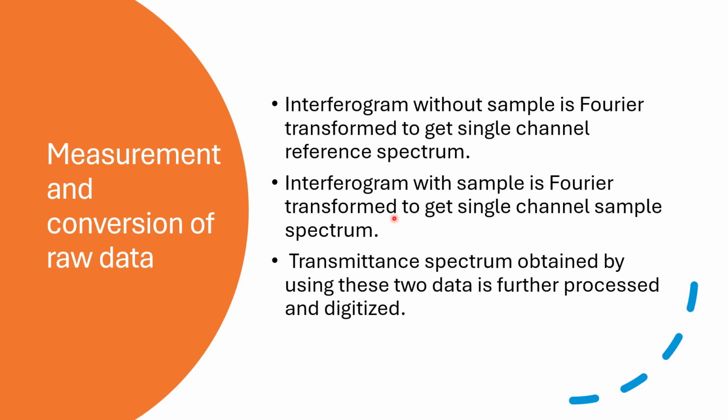The procedure is first to get an interferogram without the sample, and this is Fourier transformed to get a single channel reference spectrum. After that, the sample is placed in the sample compartment. Another interferogram is generated, that is the interferogram with the sample. It is Fourier transformed to get the single channel sample spectrum, and the transmittance spectrum obtained by using these two data is further processed and digitized to get an idea about the sample.